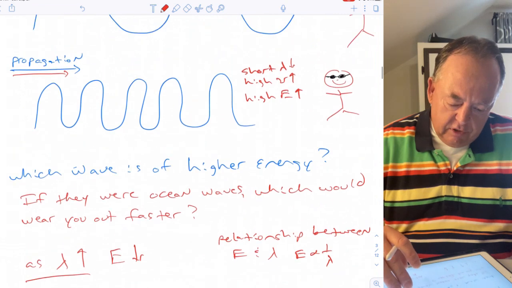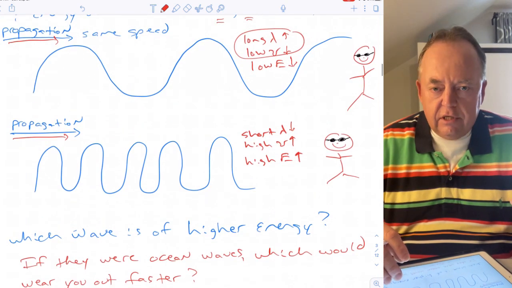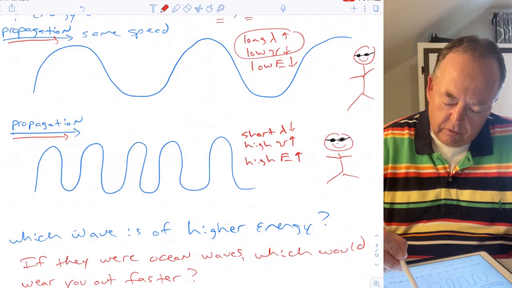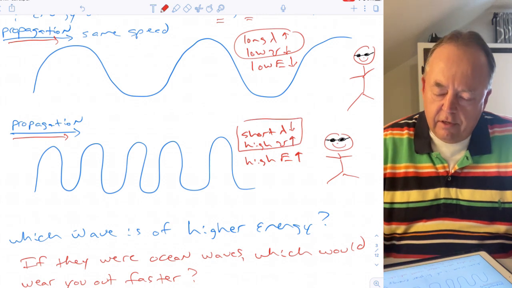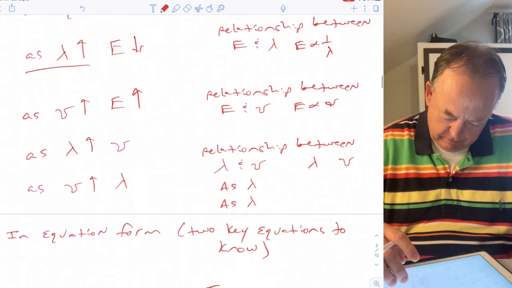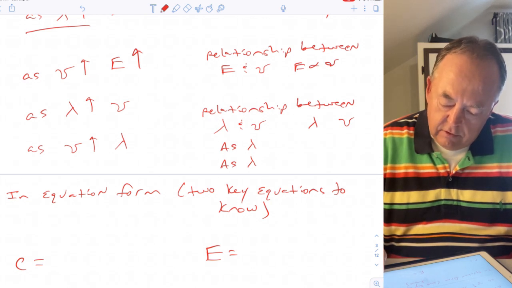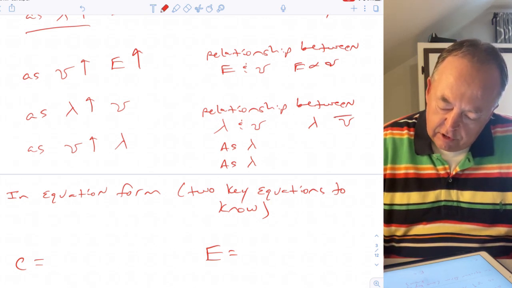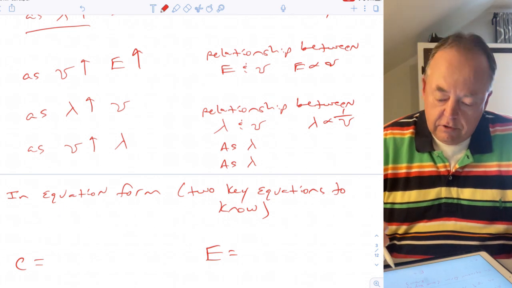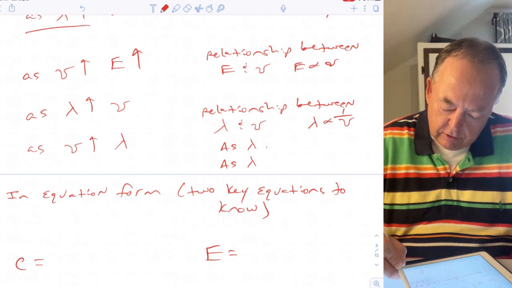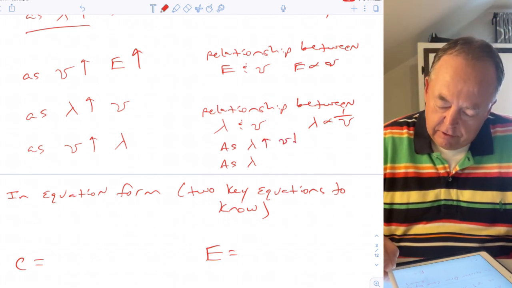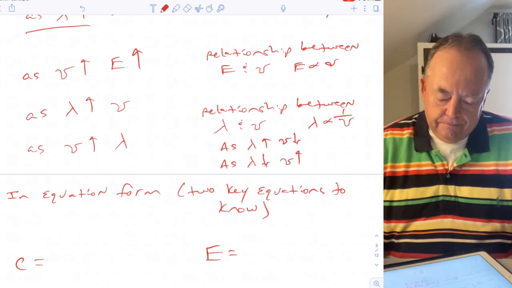So the relationship between wavelength and frequency is inversely proportional, right? As one goes up, the other goes down. So wavelength is inversely proportional to frequency, right? As wavelength goes up, frequency goes down. As wavelength goes down, frequency goes up.